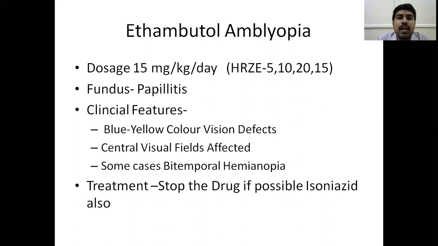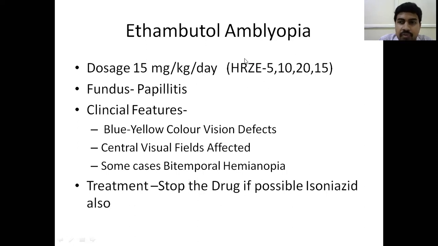So what is ethambutol amblyopia? In your pharmacology, you might have learned, and in your TB chest classes also, you will learn. Ethambutol is a drug given for tuberculosis treatment. HRZE regimen: H for isoniazid, R for rifampicin, Z for pyrazinamide, and E for ethambutol. So for ethambutol, usually the dosage is 15. This is a mnemonic: 5, 10, 20, 15 milligram per kg per day.